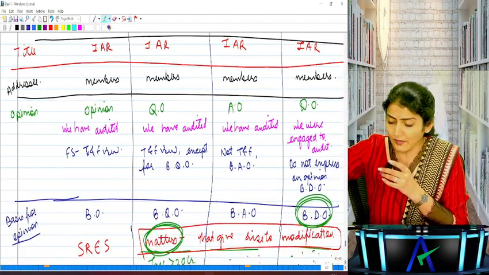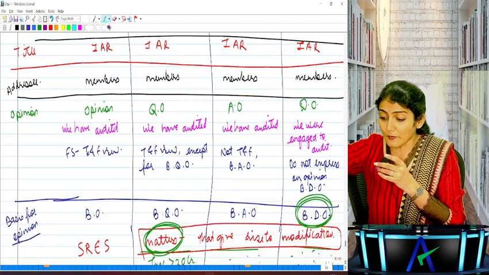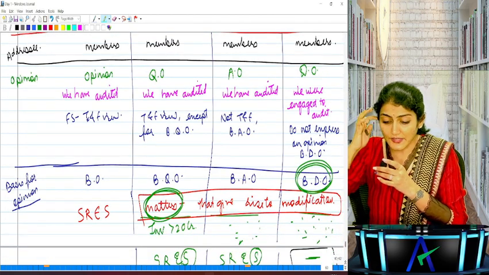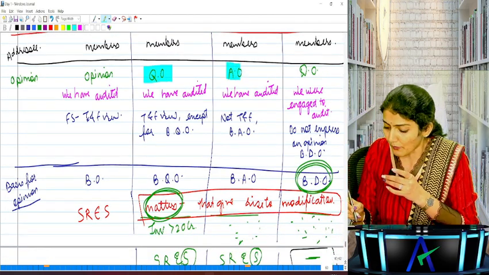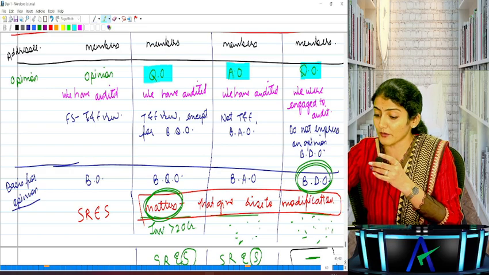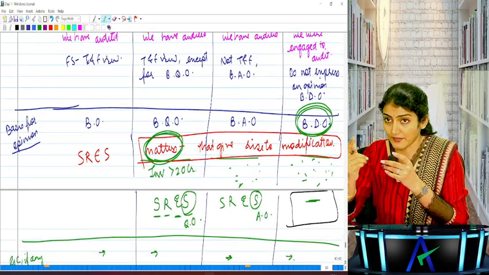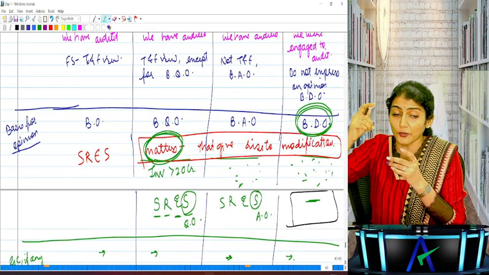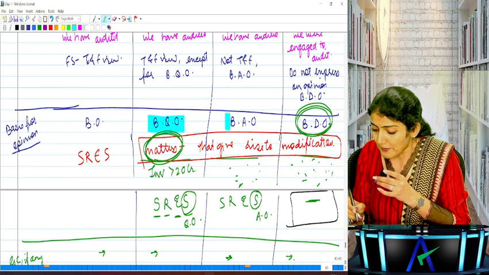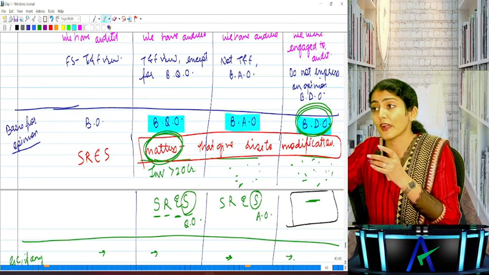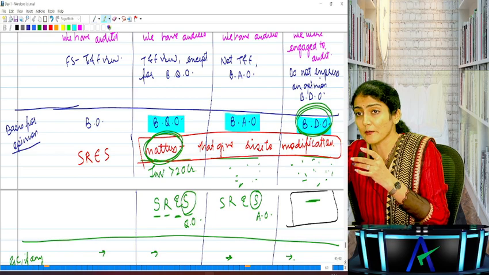Starting right with the title, addressee. Then modified opinion, instead of just saying opinion, what do we now say? Qualified opinion, adverse opinion, or the disclaimer of opinion. Then instead of just saying basis for opinion, what do we say? Basis for qualified, basis for adverse, or basis for disclaimer of opinion.